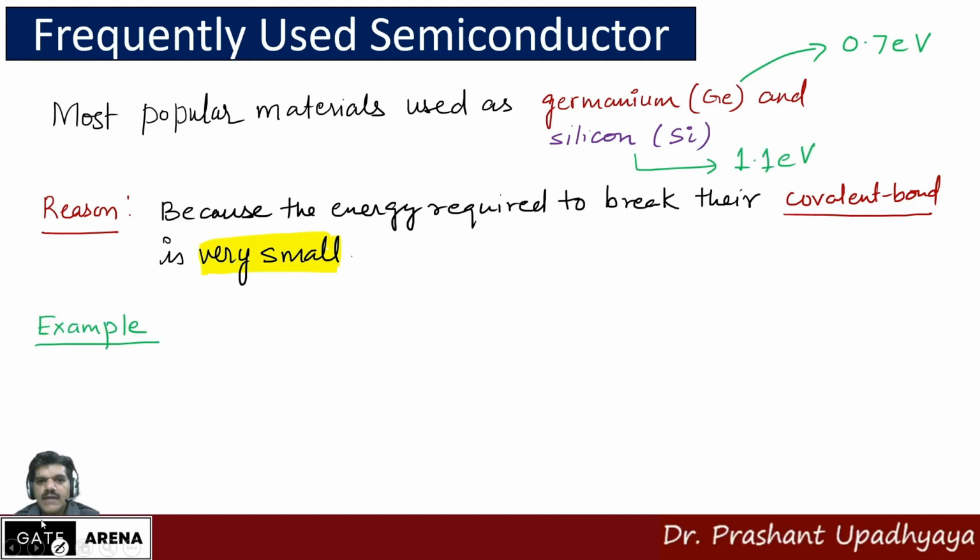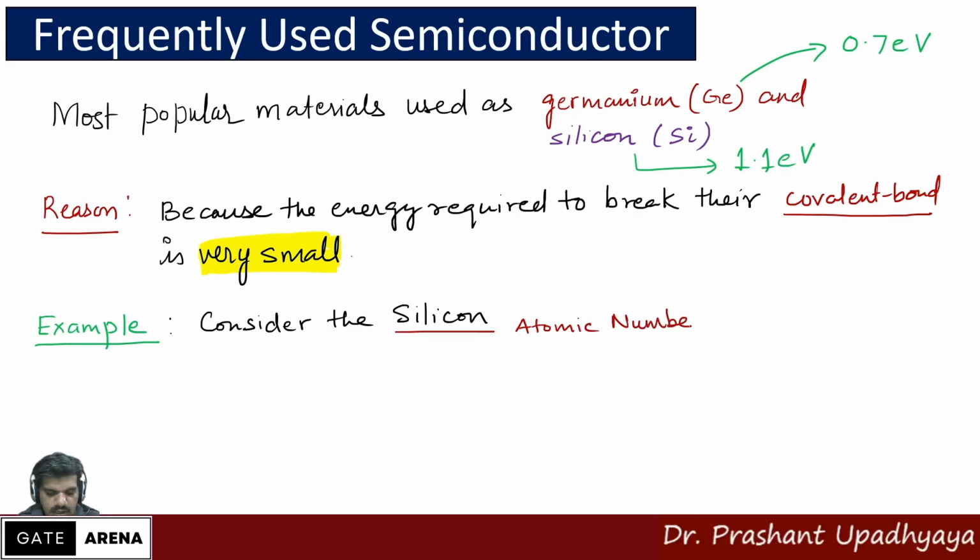Now, for the example, we are going to consider silicon. When we are talking about silicon, the atomic number of silicon is 14. So let me write it: the atomic number of silicon is 14. The atomic number 14 means that silicon has 14 protons and 14 electrons.